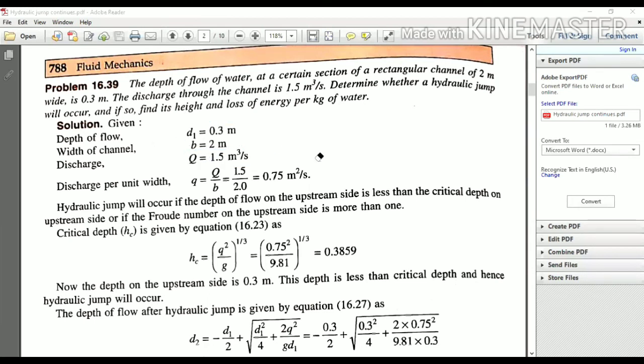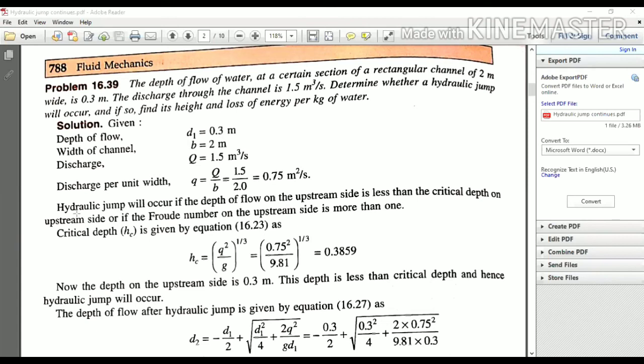Now we shall find discharge per unit width. We have seen that q is equal to Q by B, that is 1.5 by 2. 1.5 is the discharge that is given, and 2 is nothing but the breadth. So it is 0.75 meter square.